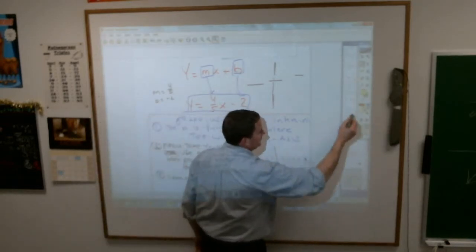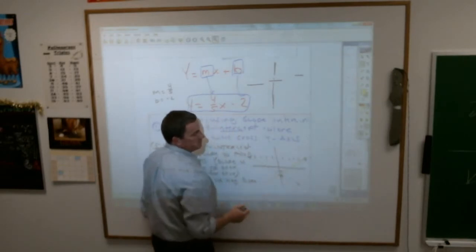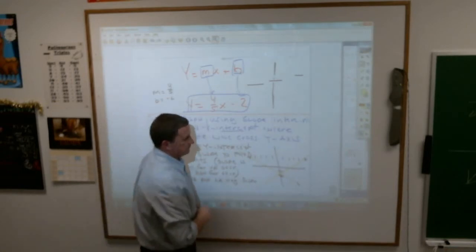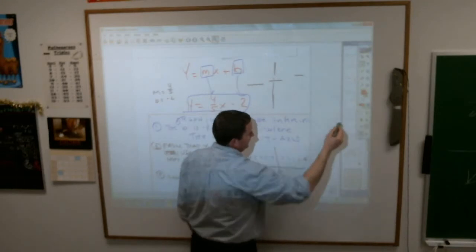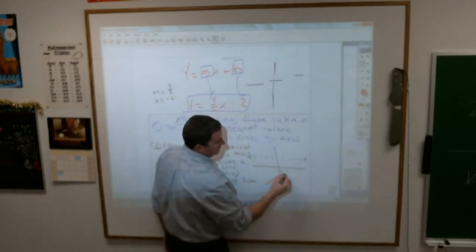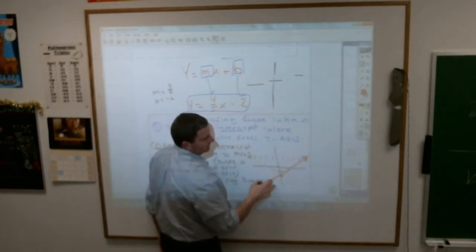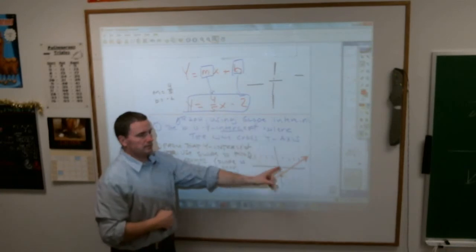Which one of these two lines, either going this way or this way, is positive slope? Jacob? The right one. This one? Yes, this one, correct. Because this is the only one that gives me positive slope, this is the graph of this line right there.